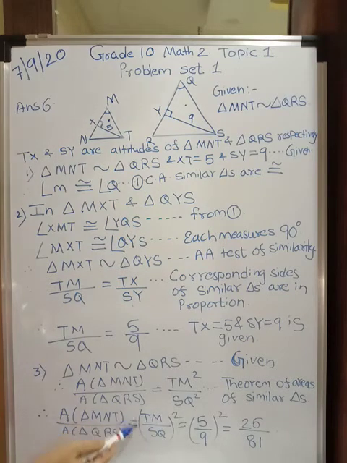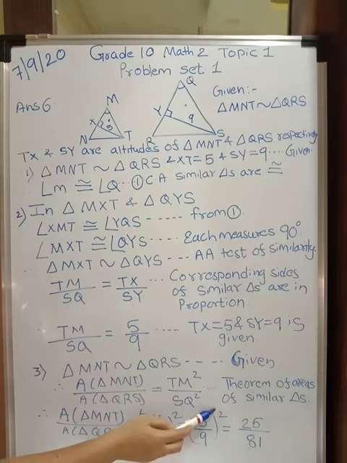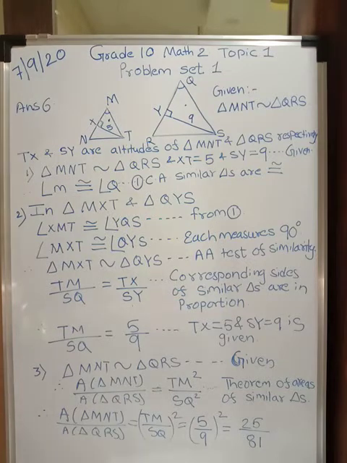This ratio is already known from here. TM upon SQ is 5 upon 9. So I have just substituted 5 upon 9. Square of this will be 25 upon 81. And that's your answer. So it's very easy.